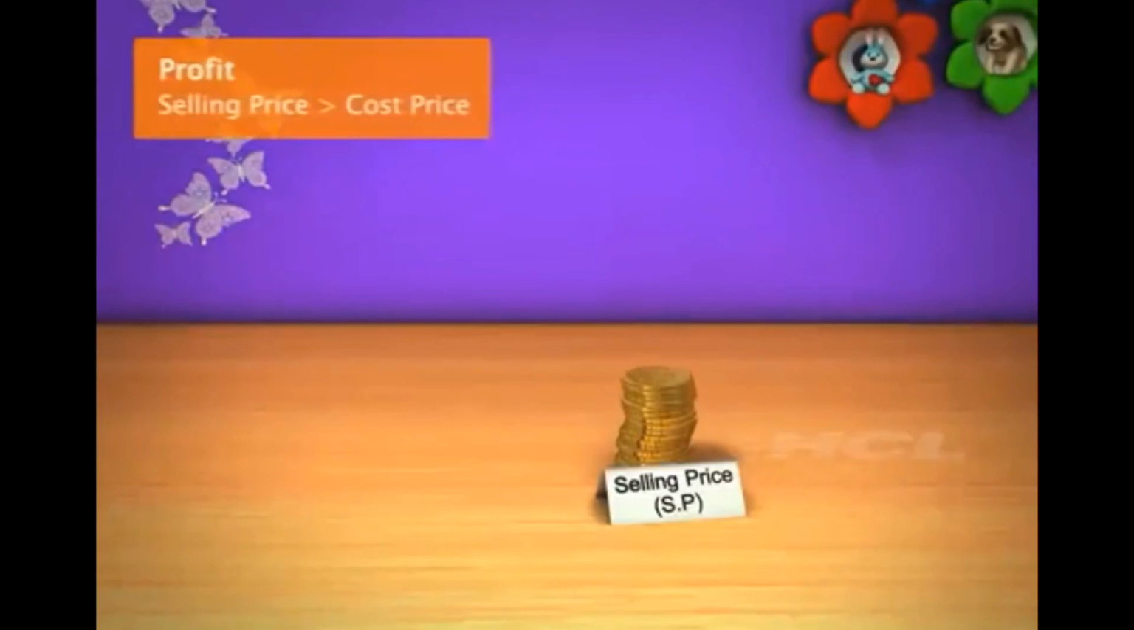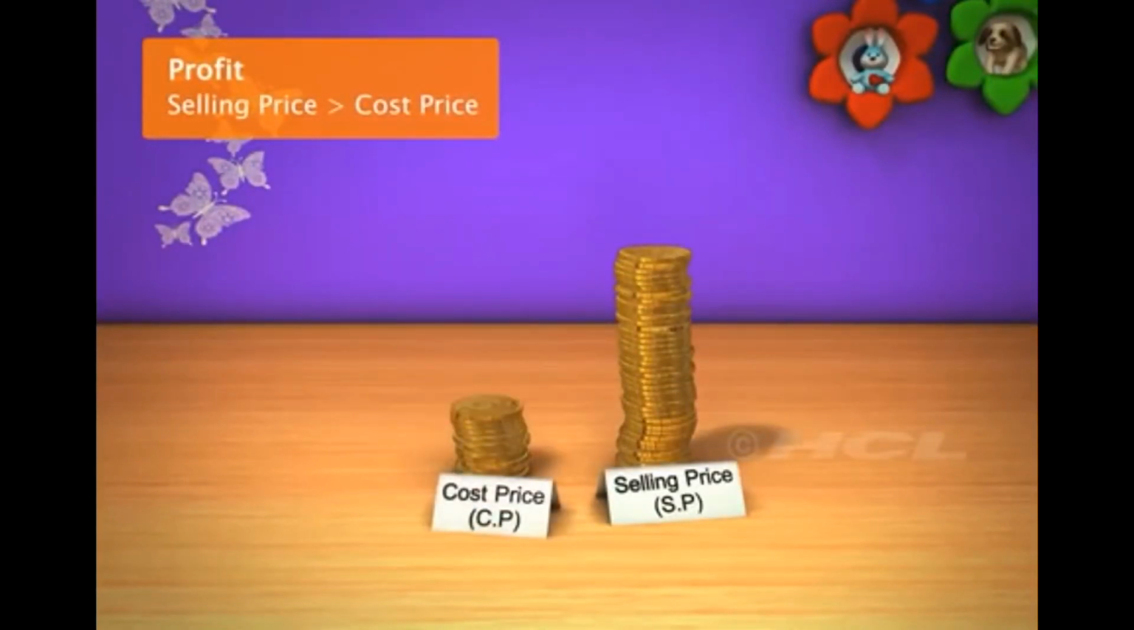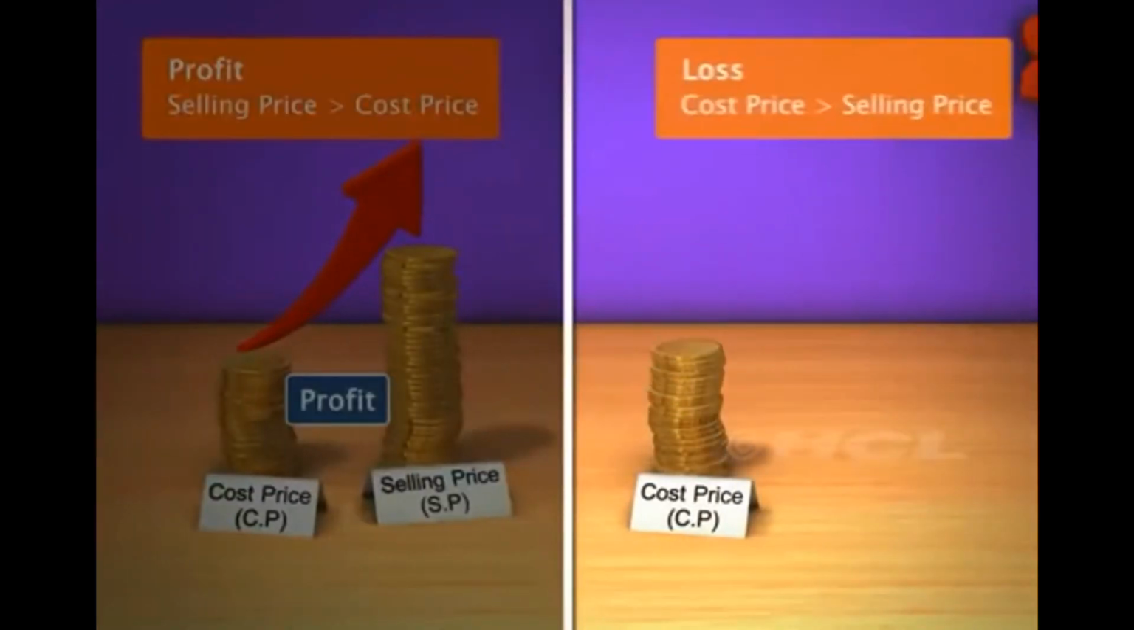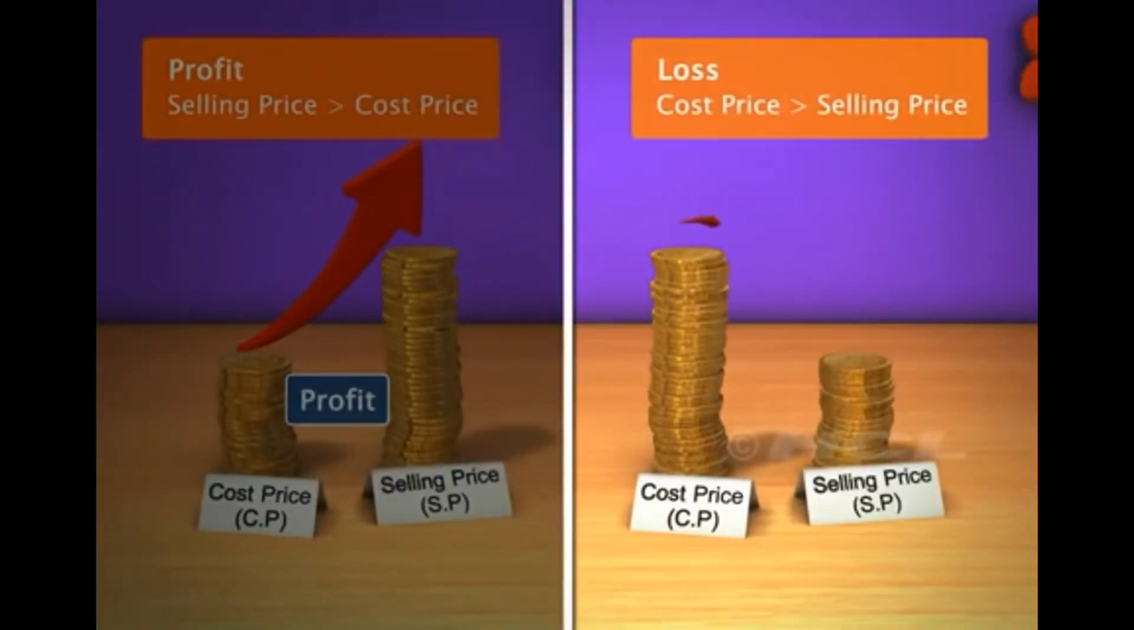Summing up, we can say that if the selling price of an item is more than the cost price, the difference between the two prices is called profit. And if the cost price of an item is more than the selling price, the difference between the two prices is called loss.